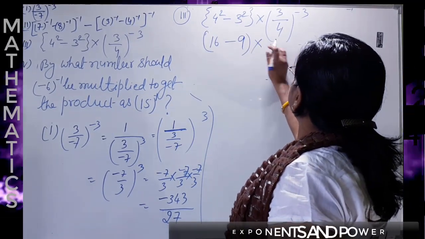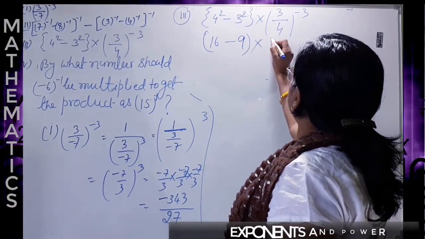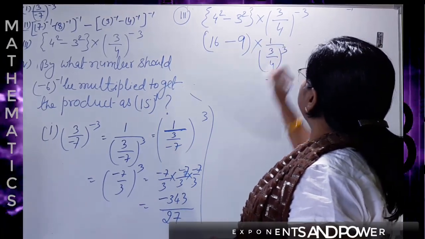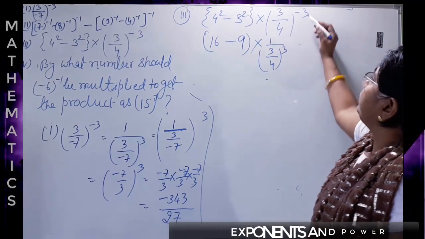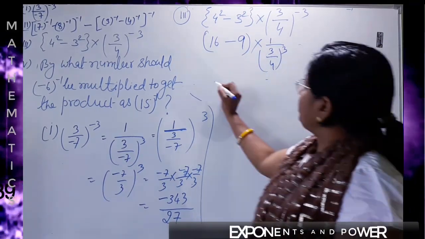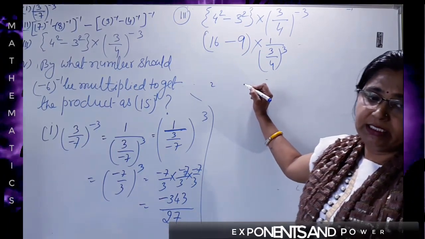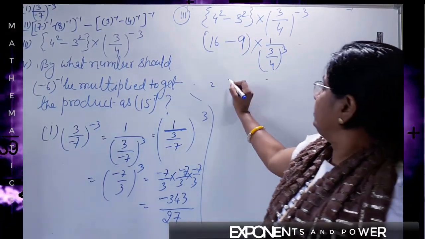Into 1 by (3 by 4) to the power 3. Coming down, it is positive. It is equal to 16 minus 9. 16 minus 9 is equal to 7.